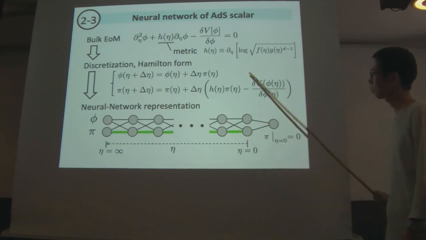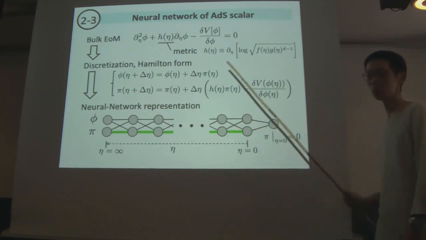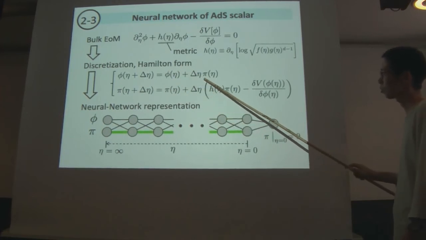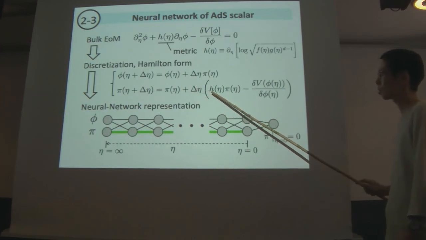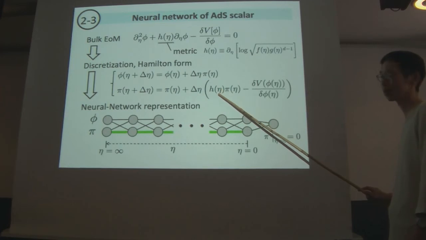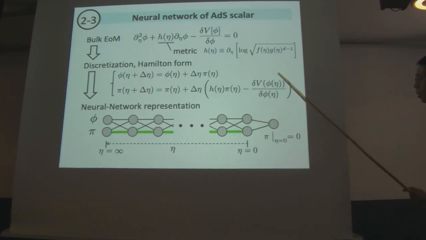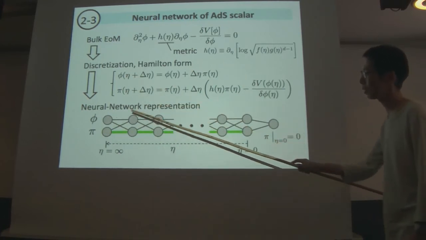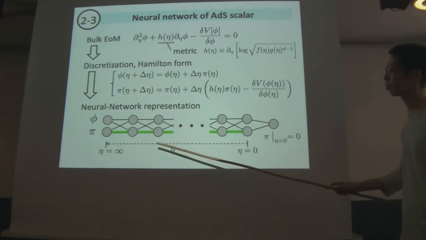And in fact, this form is a neural network form. So this is a two-dimensional vector. It's multiplied by a 2 by 2 matrix, and one matrix element is H, that is the metric. So the metric is the weight. And then there is an activation function part here. So this is a combination of linear plus nonlinear, and it gives you the next layer values. So this is the implementation of this bulk equation of motion as a neural network.